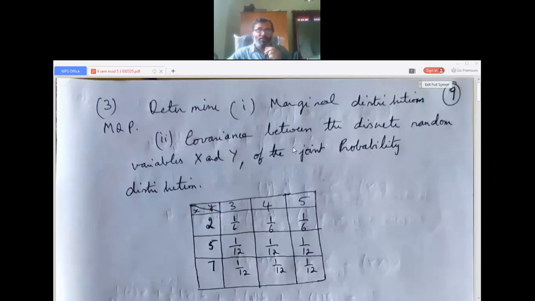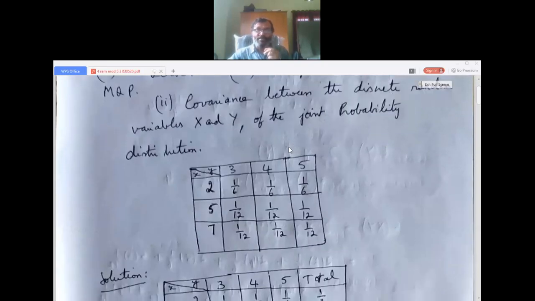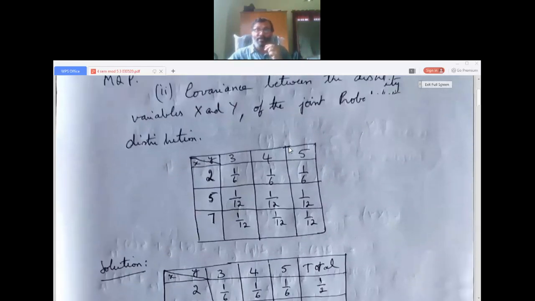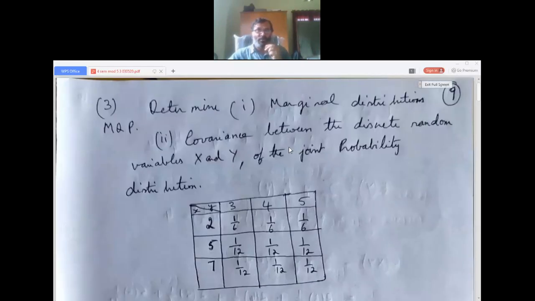The first question is to determine the marginal distributions, that is, the marginal distribution of x and y. Second, the covariance between the discrete random variables x and y of the joint probability distribution. First you have to find the marginal distributions of x and y. Second, we have to find the covariance between the discrete random variables x and y of the joint probability distribution.